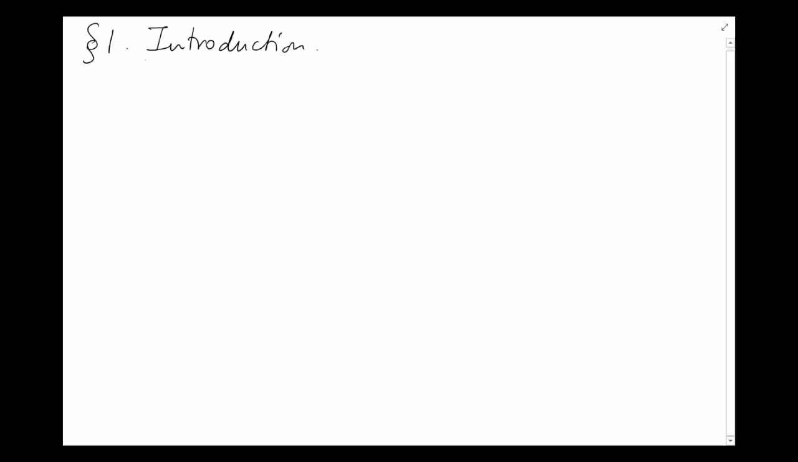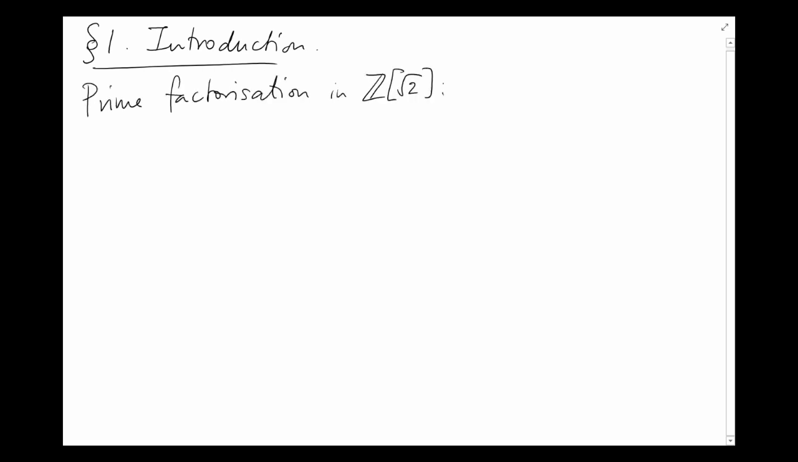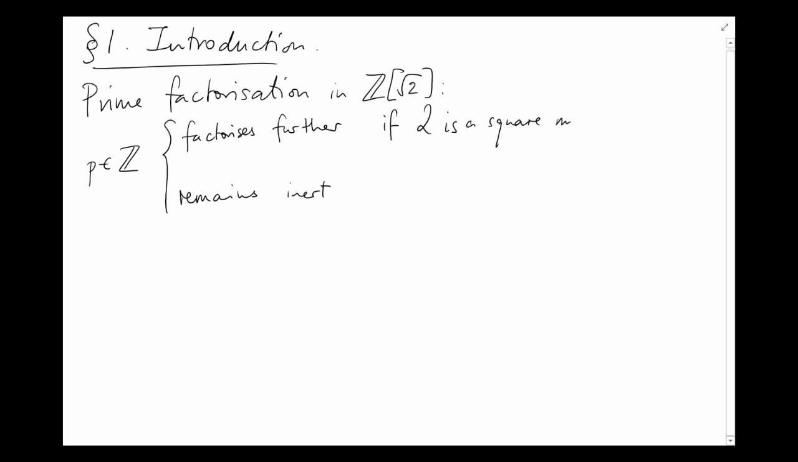Section 1. Introduction. In video 10 we discussed prime factorization in Z adjoin root 2. The rational prime p either factorizes further or remains inert in Z adjoin root 2 according to whether 2 is a square or not a square mod p. And for almost all values of p, if p factorizes, then it splits into two distinct factors. The only exception to this was when p equals 2.